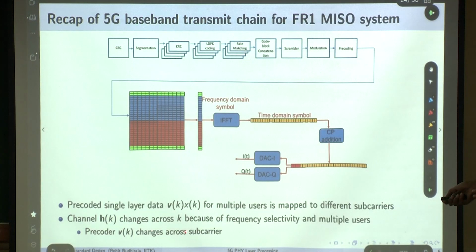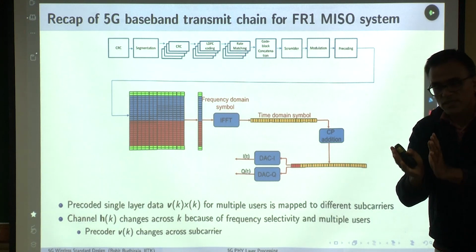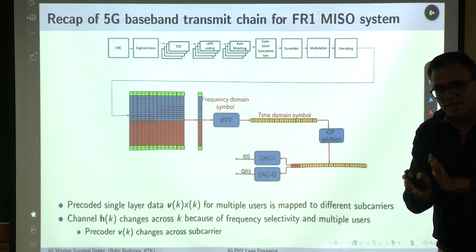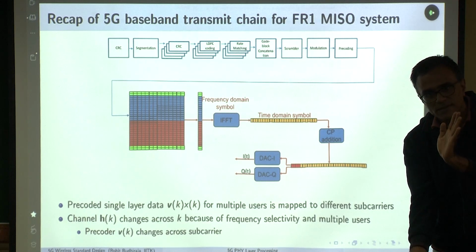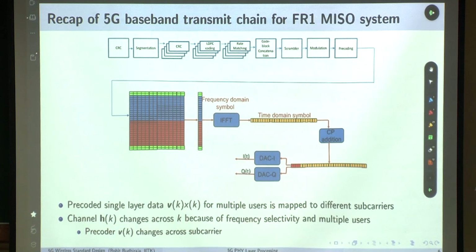Look at this architecture. The digital architecture can help us in designing a system wherein the channel is changing across subcarriers. Now if it is a line of sight channel, for which FR2 is being designed, the channel doesn't change across subcarriers. It's a frequency flat channel if it is a line of sight system. And that's our use case.